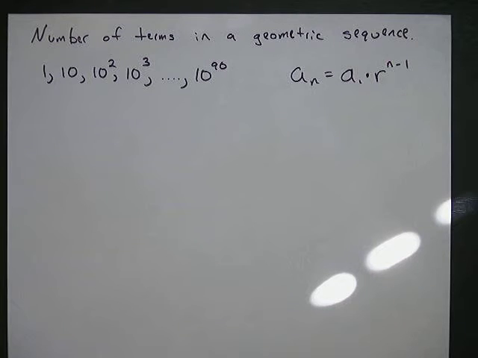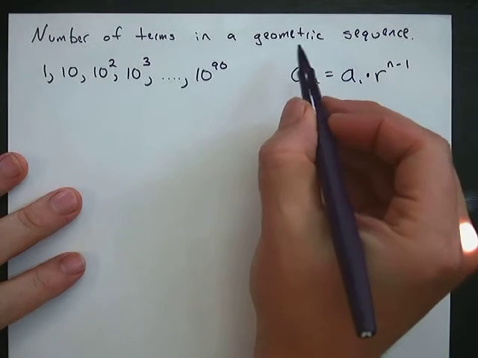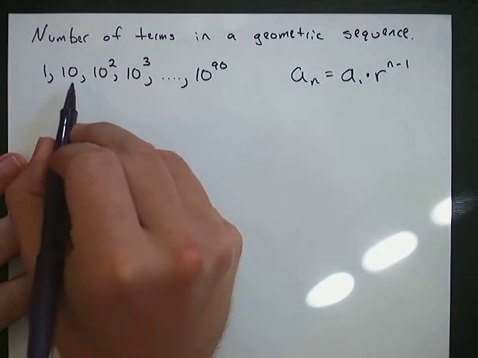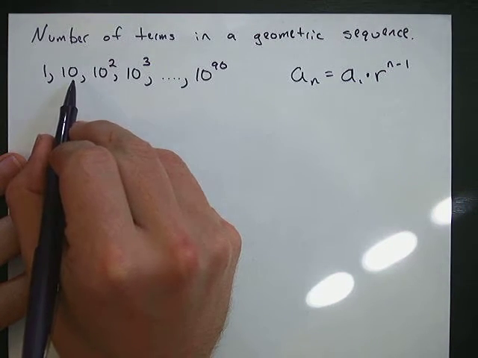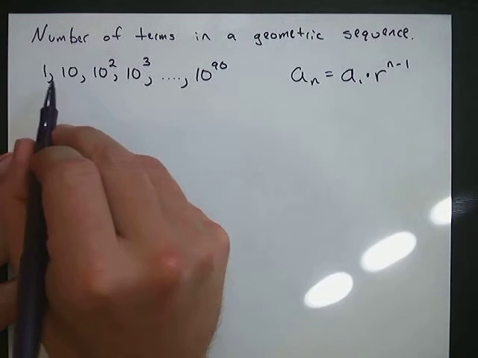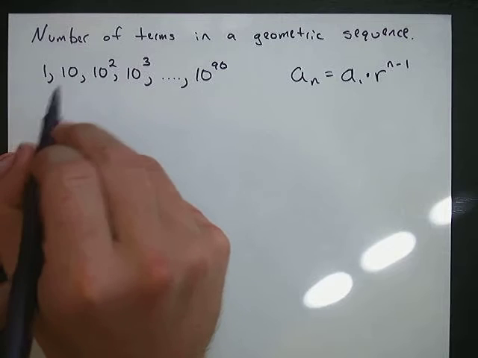In this problem, we're asked to find the number of terms in a geometric sequence. If you don't know whether this is a geometric sequence, the difference between this and an arithmetic sequence is that in a geometric sequence, you find the next term by multiplying by the same number each time. So what times 1 gives us 10? Well, 10. And 10 divided by 1 is 10.